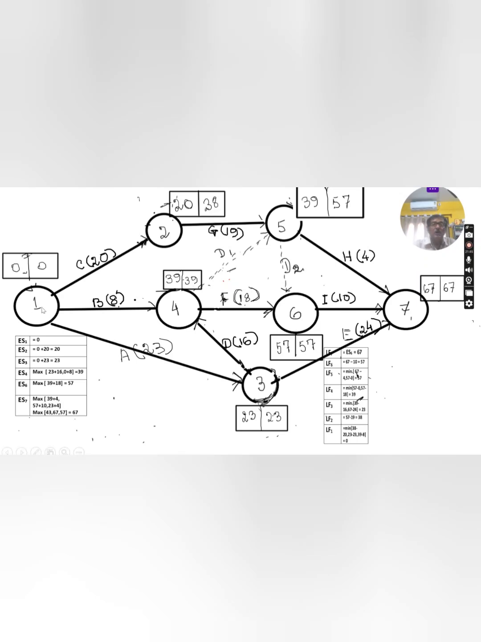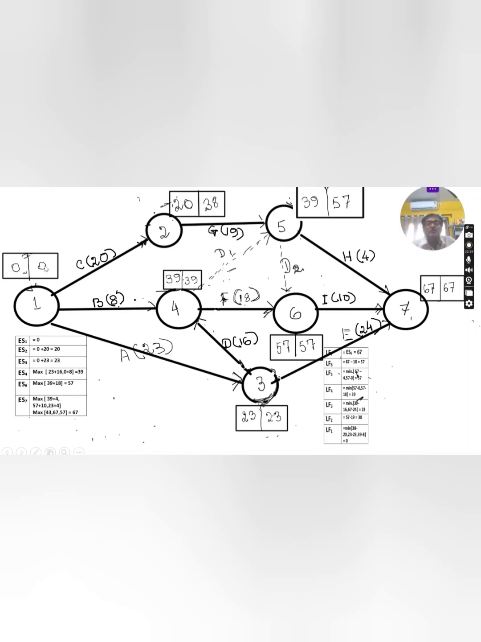Now LF1, the latest finish time. How will you compute it? 3 activities are coming out, one by one. Which ones? 1-2, 1-4 and 1-3. First we look at 1-2. Latest finish time 38 minus 20 is 18. 39 minus 8, that is 31. And 23 minus 23 is 0. So the lowest of the three is 0. That's why this is the latest finish time. This is the logic. If you enlarge it a little, you can see and compute it also.